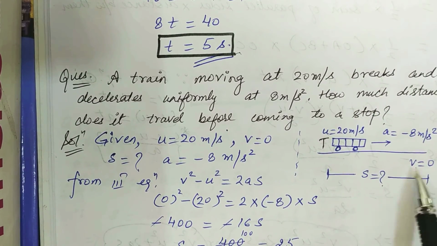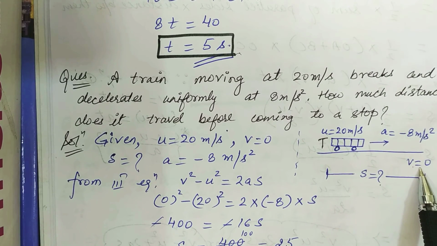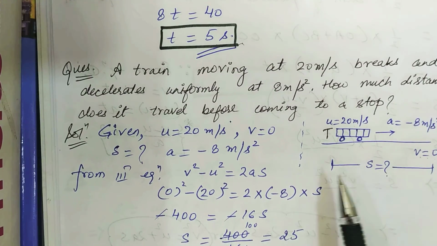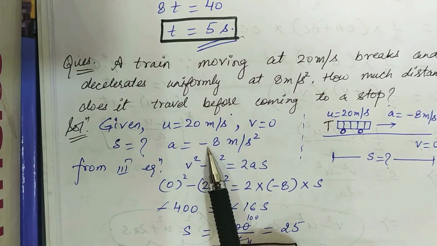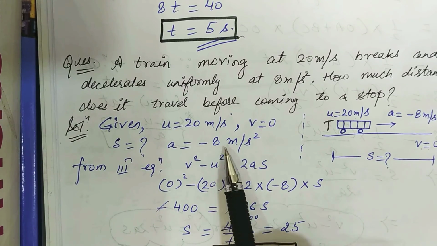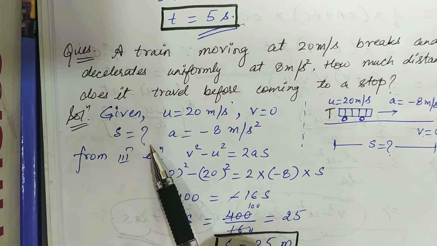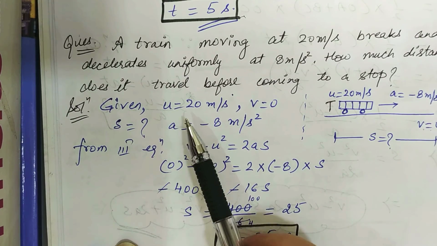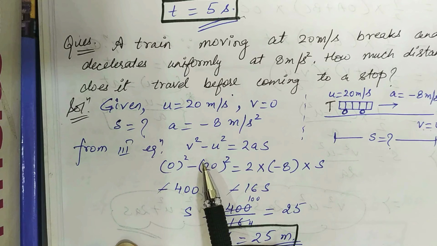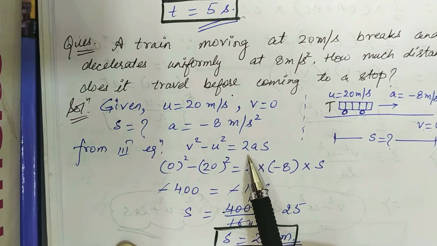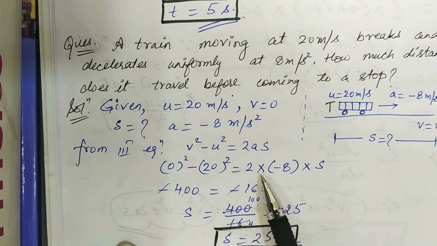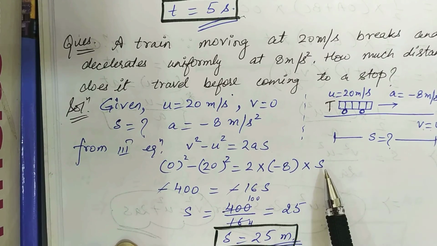How much distance does it travel before coming to stop? It means we need to find the distance traveled before it stops. So final velocity is 0. Writing all the parameters either in the diagram or here: u is 20, v is 0, deceleration is minus 8 meter per second square, distance traveled you need to find. So directly, u is given, v is given, a is given, and s you need to find. So we can apply v square minus u square is equals to 2as. 0 square minus 20 square is equals to 2 into minus 8 into s.